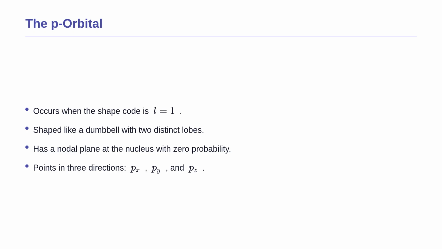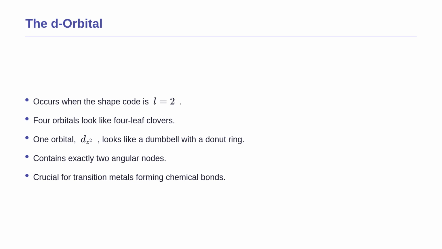Because three-dimensional space has three axes, there are three different p orbitals pointing in different directions, along the x-axis, the y-axis, and the z-axis. Continuing our journey through the shapes, when the shape code l equals 2, we get the d orbitals, which are even more complex.